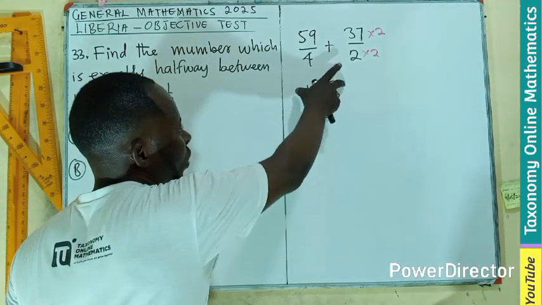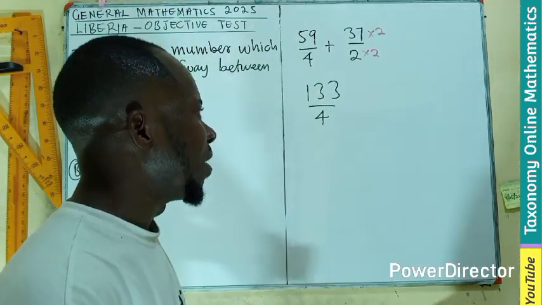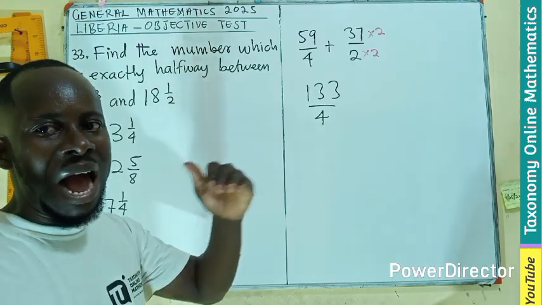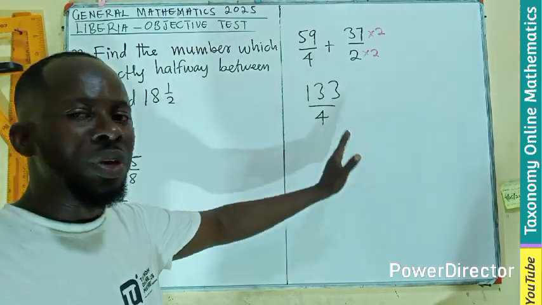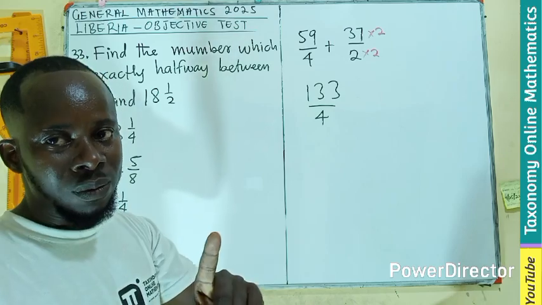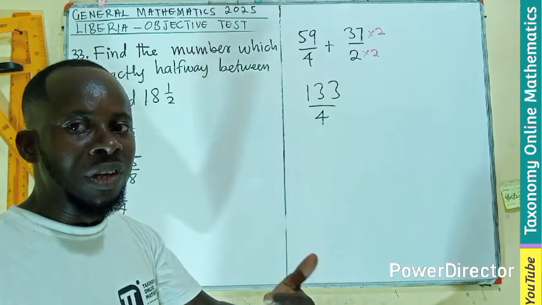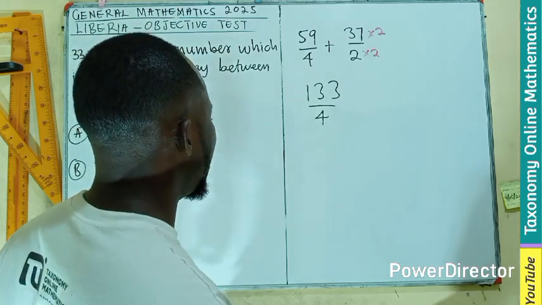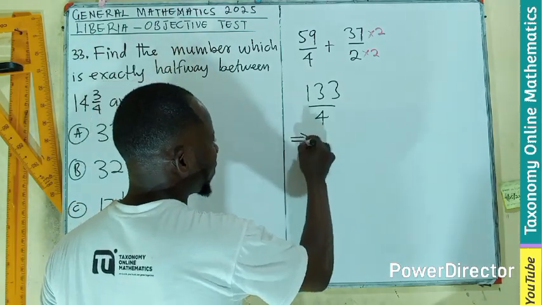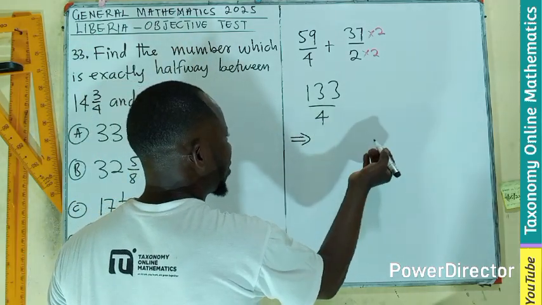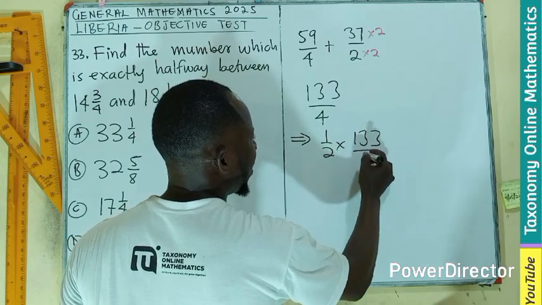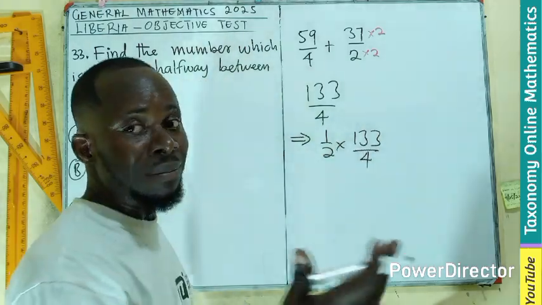So now that we know this 133 divided by 4 as the sum of the two numbers, we need to find halfway, the number in between this, by dividing this by 2. Dividing by 2 also means multiplying by half. Any way we pass, they could be the same thing. So this will imply that, let me multiply by what? 1 over 2 times 133 on 4. It is just like dividing by 2.